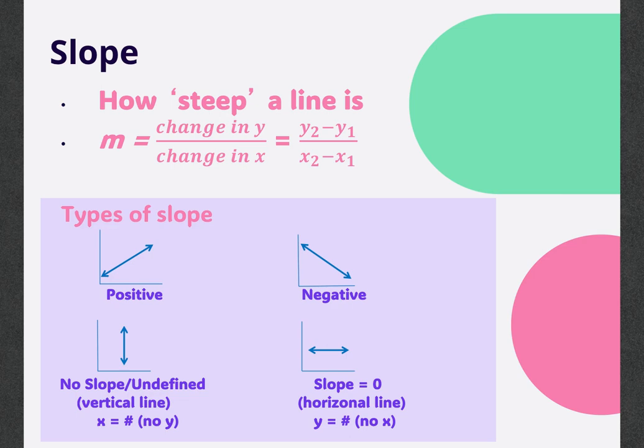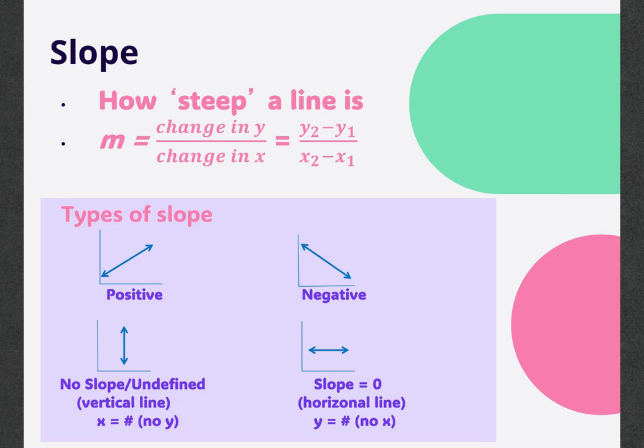It is the change in y over the change in x, and if you are given two coordinate points, it's y2 minus y1 over x2 minus x1. The symbol or variable for slope is m. So in your equation y equals mx plus b, the m is your slope.